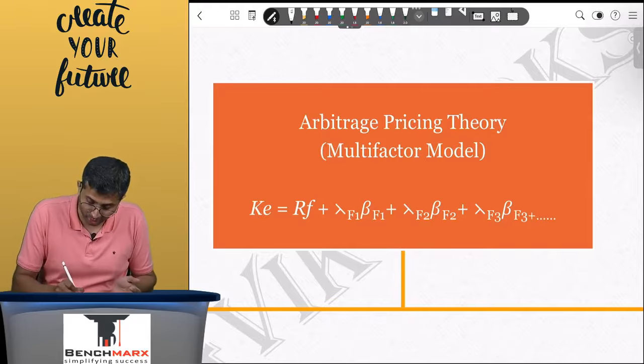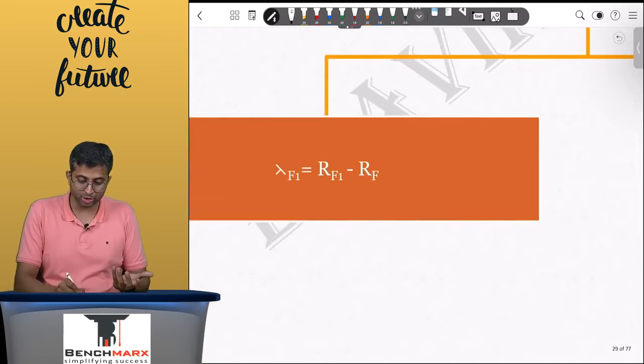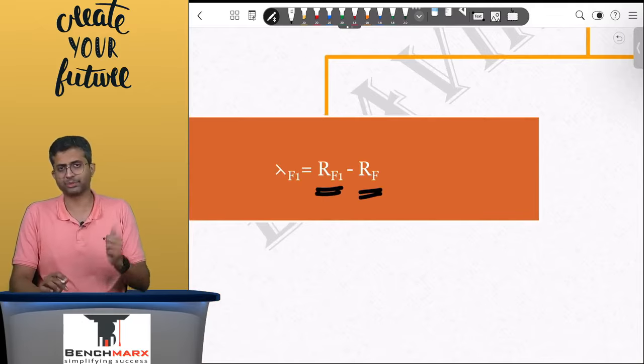But sir, how will we calculate the factors? Well, factors can be calculated as a risk premium. One of the approaches is you can take the return of factor 1, like return of oil prices, minus the risk-free rate, which will give you the premium.